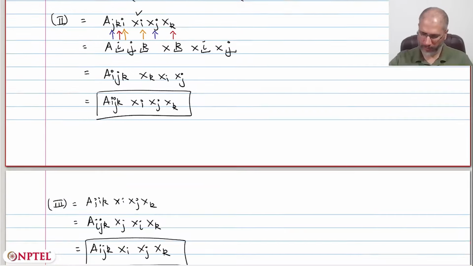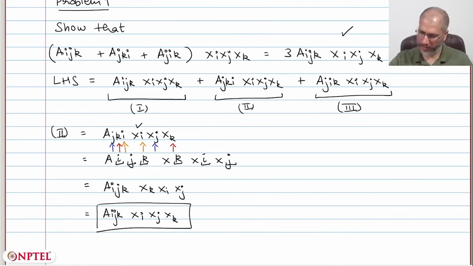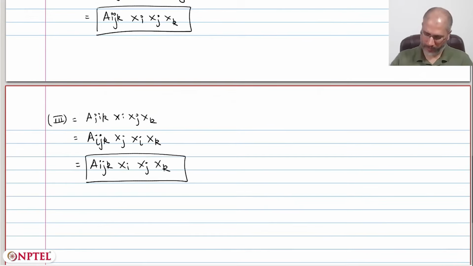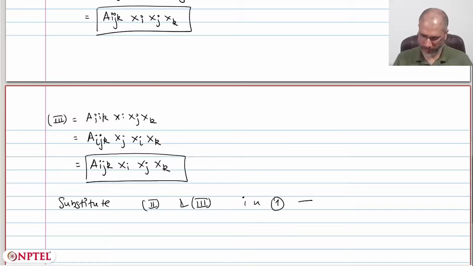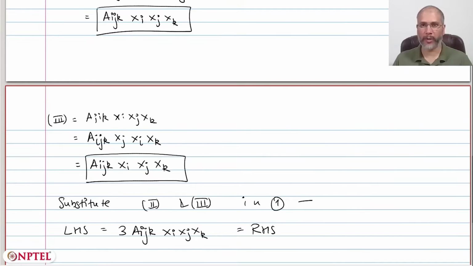So eventually, if we replace 2 and 3 in the expression 1, which was the LHS, so we will say substitute 2 and 3 in the expression 1. So we get LHS is thrice a_ijk x_i x_j x_k, which is equal to the right hand side. That was to be proved. So this completes the proof.